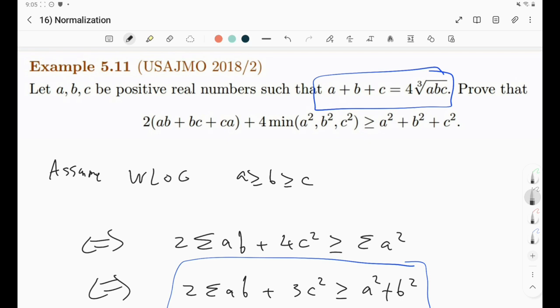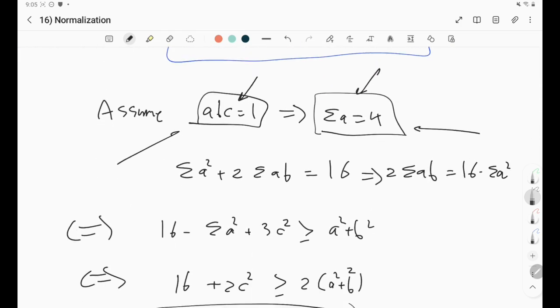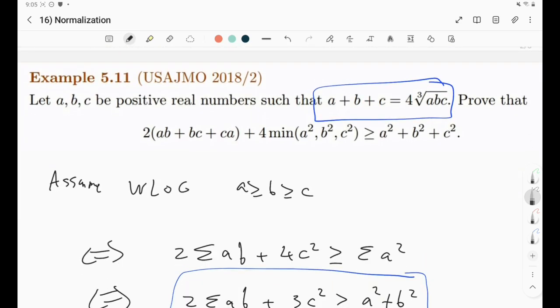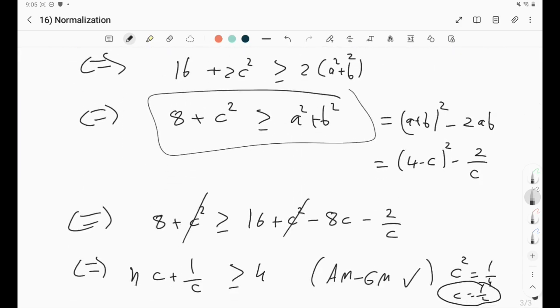For example 2, this example was a little strange because we were given a condition, and still the condition was homogeneous, just like the original inequality. So that means we can normalize here, and when we normalize, we make our life easier because this thing becomes 1 and this thing becomes 4. So now we can quickly deal with this and turn it into a single variable inequality and easily crack this JMO question.